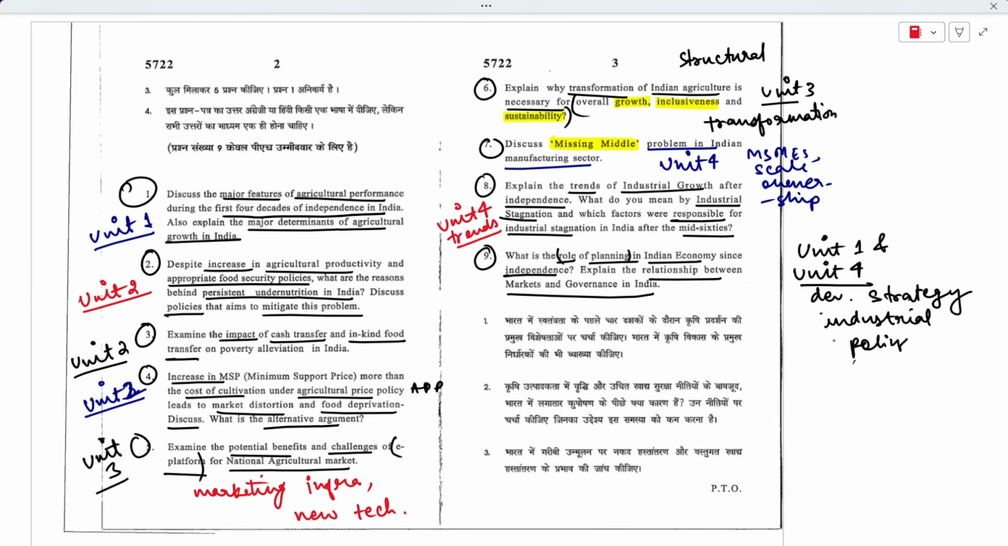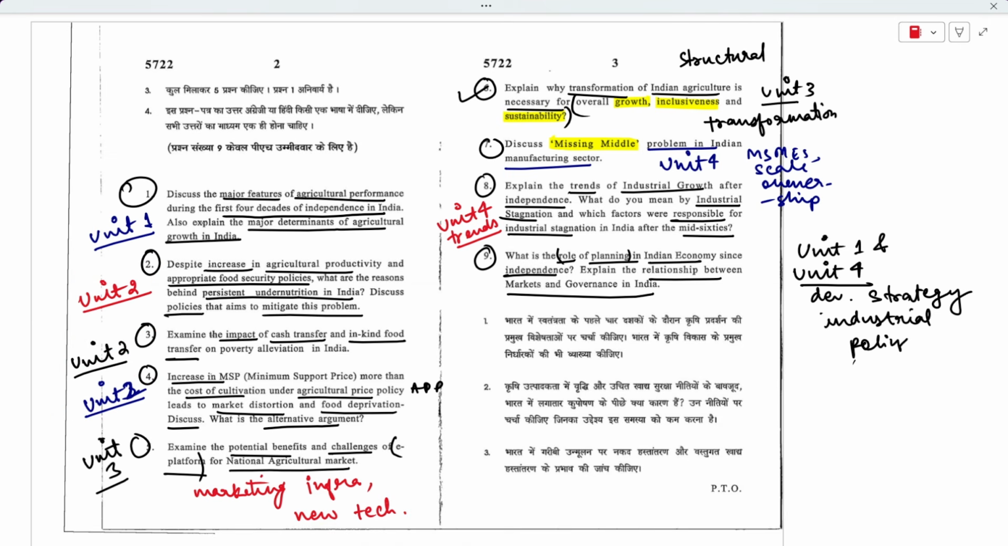Of the 9 questions that we discussed, one is from unit 3. Which question is from unit 3? Can you identify? Question number 6. Okay, question number 6 is from unit 3. Then 3 questions are from unit 2. This one and this one. 3 questions, 2, 3 and 4 are from unit 2.